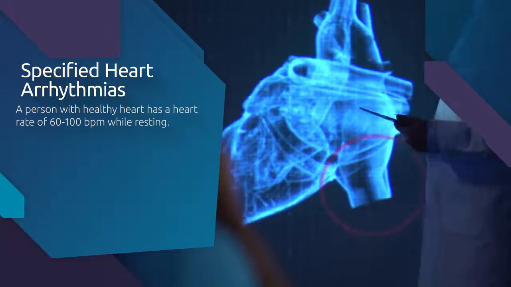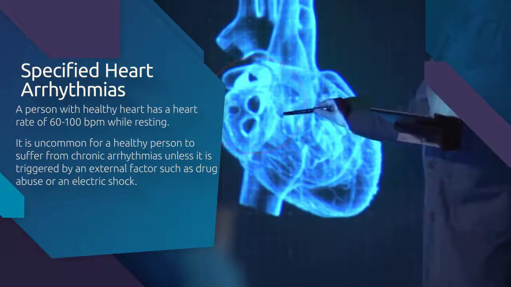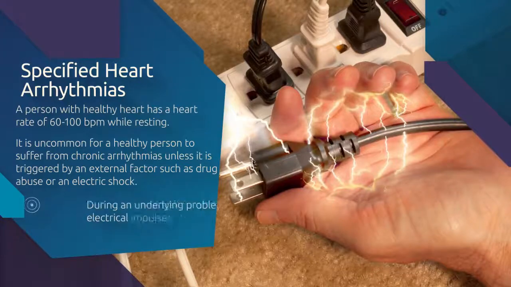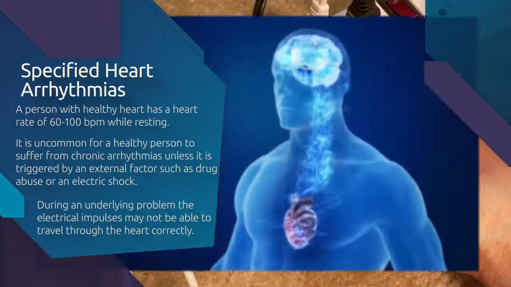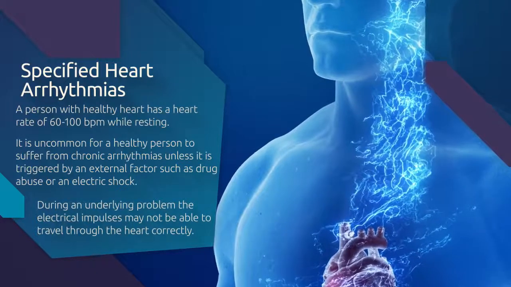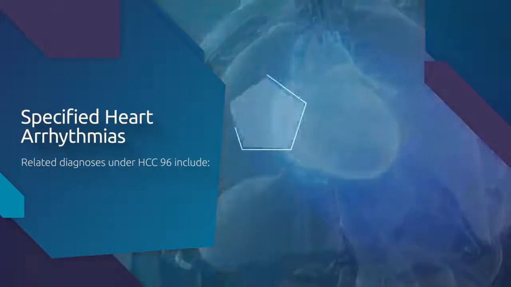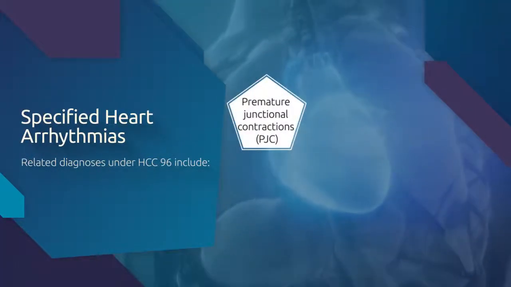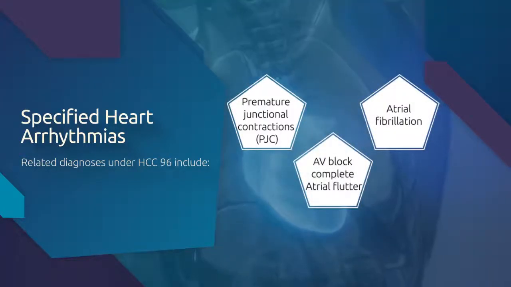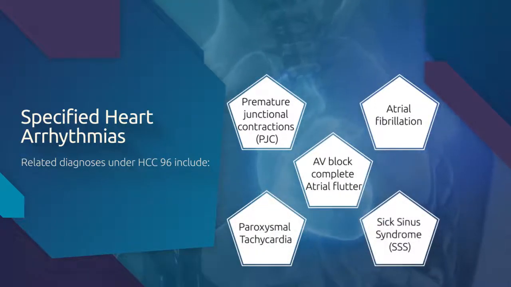minute while resting, and it is quite uncommon for a healthy person to suffer from chronic arrhythmias unless it is triggered by an external factor such as drug abuse or an electric shock. However, when there is an underlying problem, the electrical impulses may not be able to travel through the heart correctly, resulting in arrhythmias. There are some related diagnoses under HCC 96 which include premature junctional contractions, PJC, atrial fibrillation, AV block complete, atrial flutter, paroxysmal tachycardia, and sick sinus syndrome, SSS.